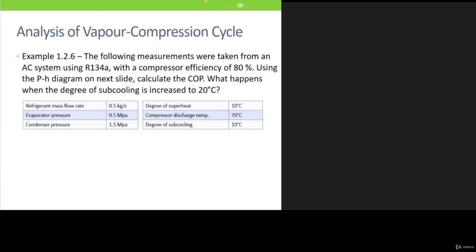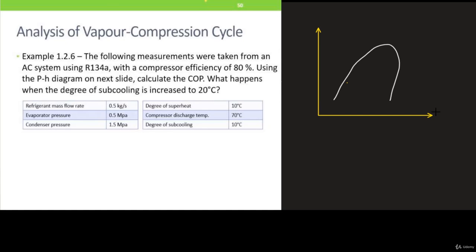Okay, with that, let's try a complete question, a full question. That means from the information given, you are supposed to draw out the pH diagram, and from the pH diagram, you are going to calculate all the useful information, such as your COP and things like that. So let's look at this example 1.2.6.